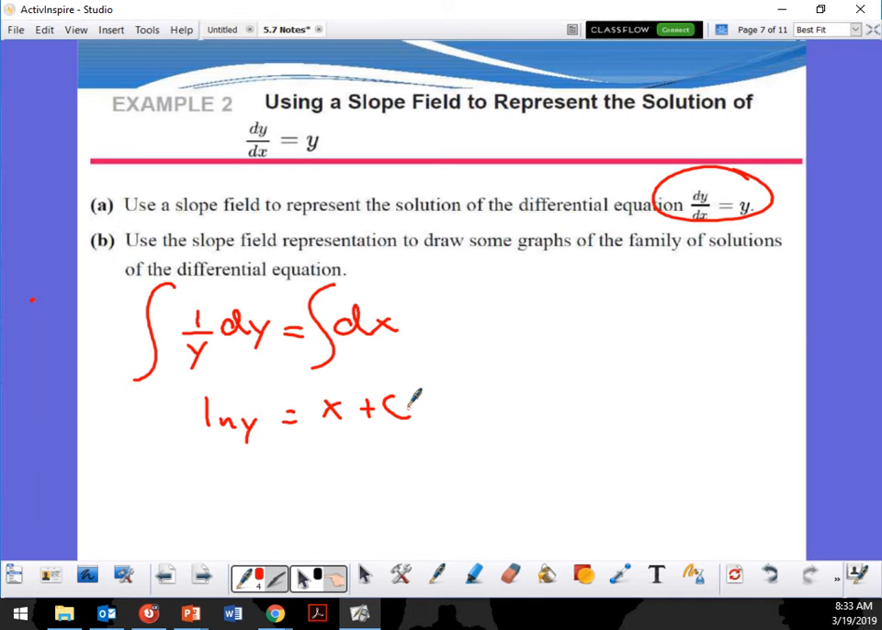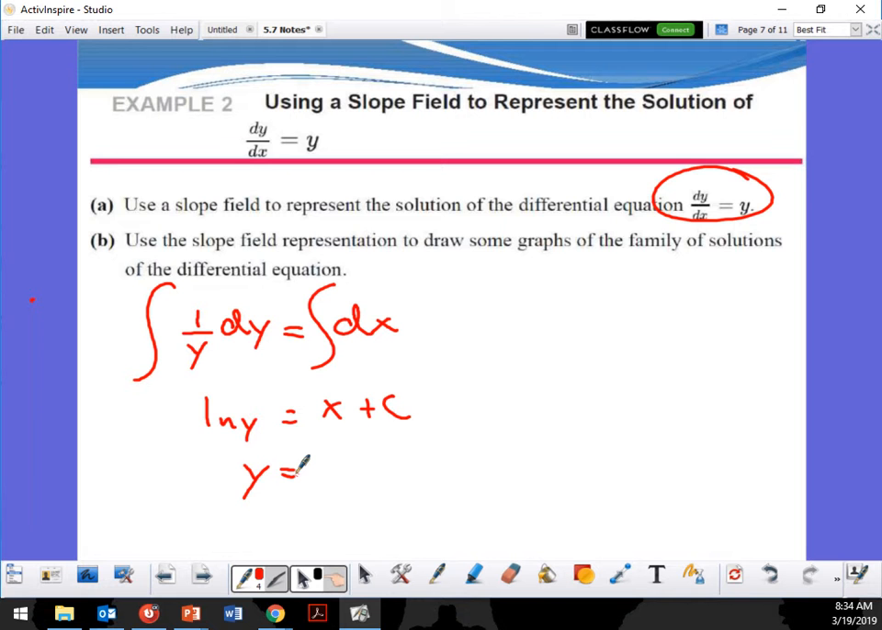Right? Yes? Okay, good. So this right here, now e both sides, right? So this is going to be e. Sorry, I was looking on the right hand side. It's just y. Y equals e to the x, right?